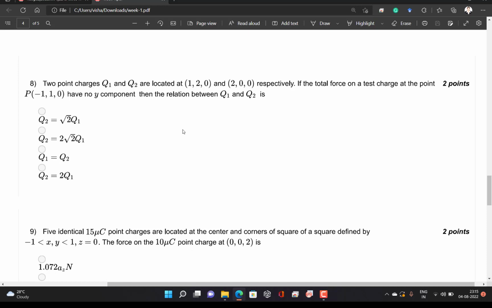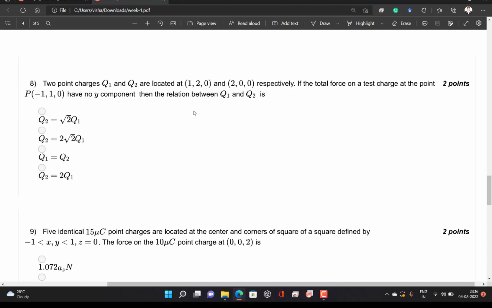The question says that there are 2-point charges Q1 and Q2. These two will have their own electric field intensity and their own force. Now a test charge is placed at point P equal to (minus 1, 1, 0), and this test charge experiences a force due to Q1 and Q2. This force does not have any y component. So it is asked what the relation between Q1 and Q2 will be. It's a pretty simple question.